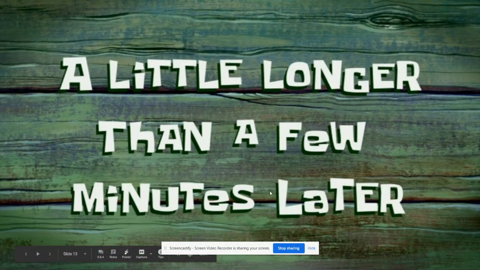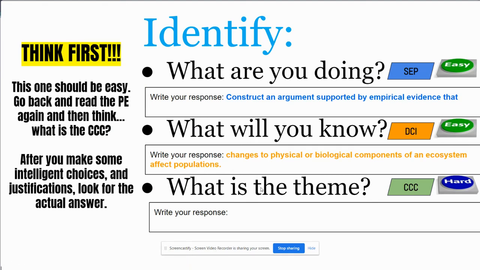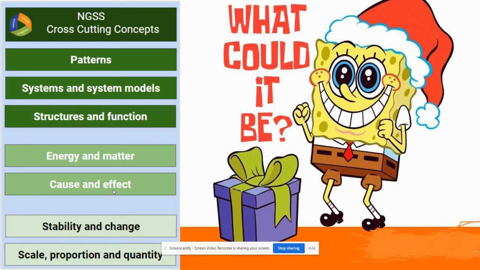All right, that one usually does take a little while longer, but hopefully we're all back on the same page again. So where we are heading to next is the cross-cutting concept. But as we always do, please think first. This one should be a little bit trickier than they have been, but let's see what you can do. Go back and read the performance expectation and think to yourself, what would that cross-cutting concept be? After you have made some intelligent choices and justifications, look for the actual answer, and then we will get back together again. So what is that theme? What do you think the cross-cutting concept will be? Here's your options if you want to take a peruse through them.